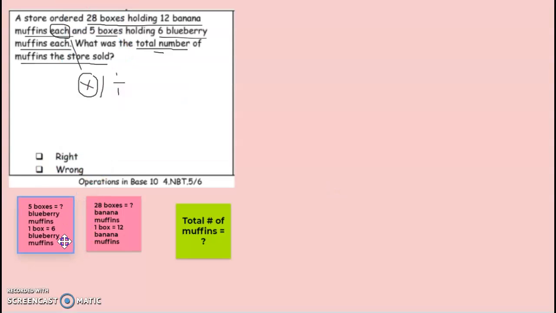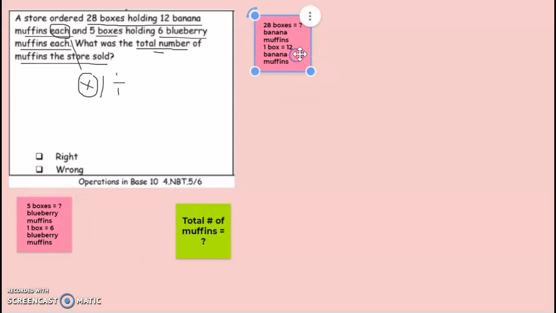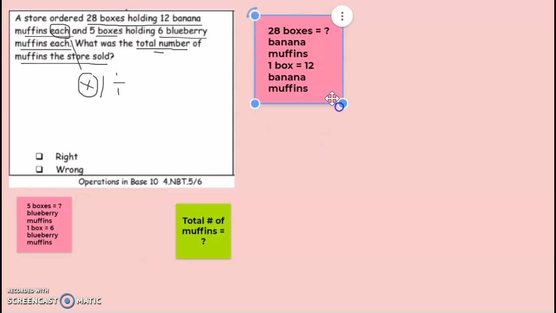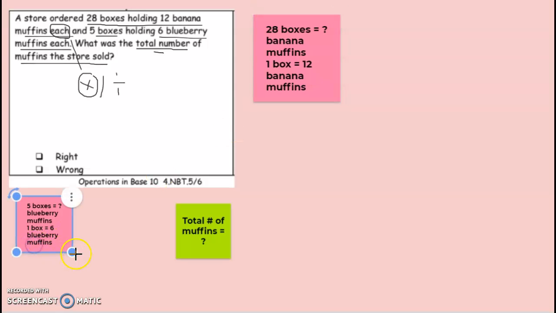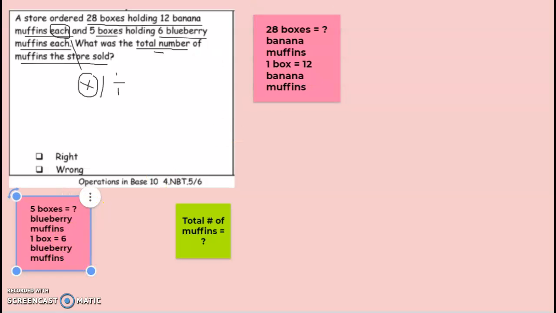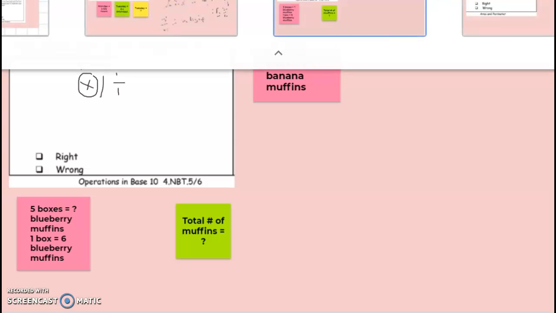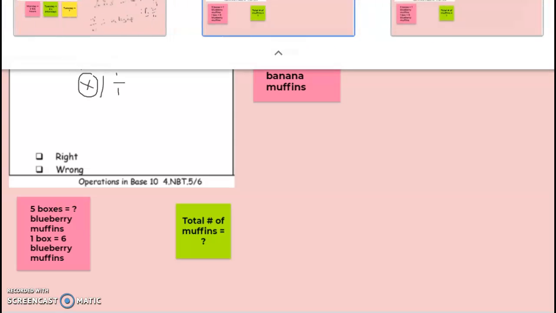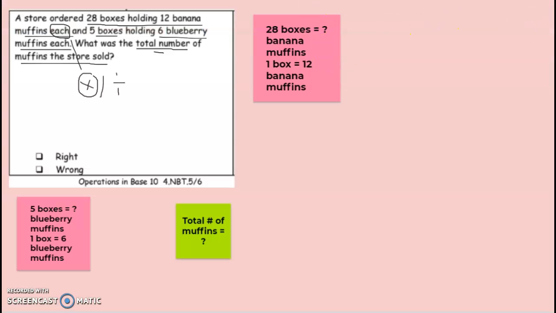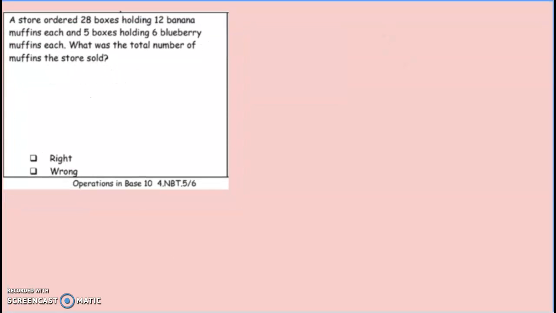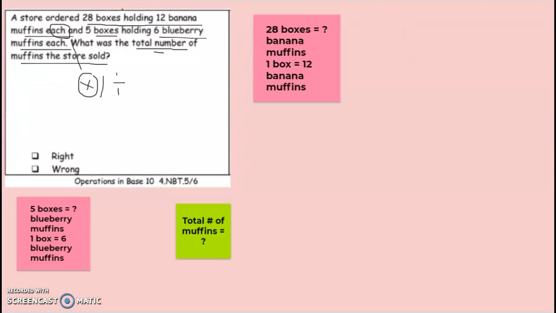Okay, so what I'm going to do is figure out how many banana muffins there are, and then how many blueberry muffins there are. So let me just duplicate this. Okay, are you ready? First I'm going to do 28 times 12.